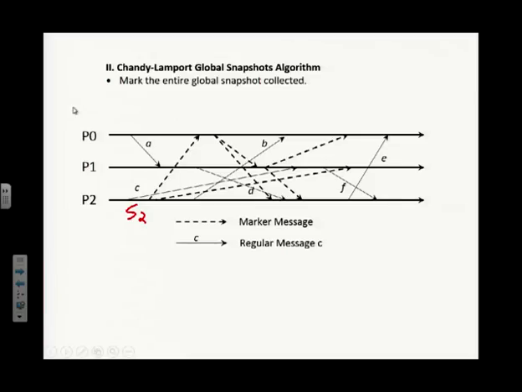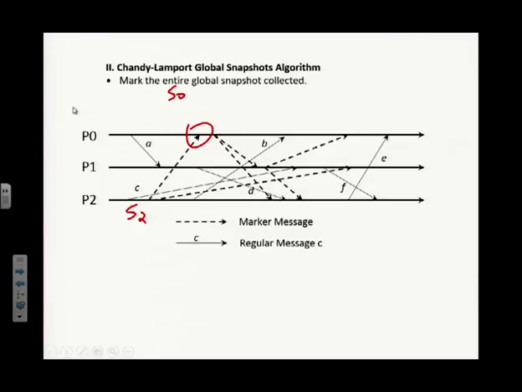P2 is the initiator here, and it begins to record its state once it sends out the marker messages to all the remaining processes. The state itself includes the state of its program counter, heap, etc. So you can just say S2, and then it also turns on recording on the other incoming channels, C02 and C10. Then the first marker message that P0 gets is here, and it records its state S0 at this point.